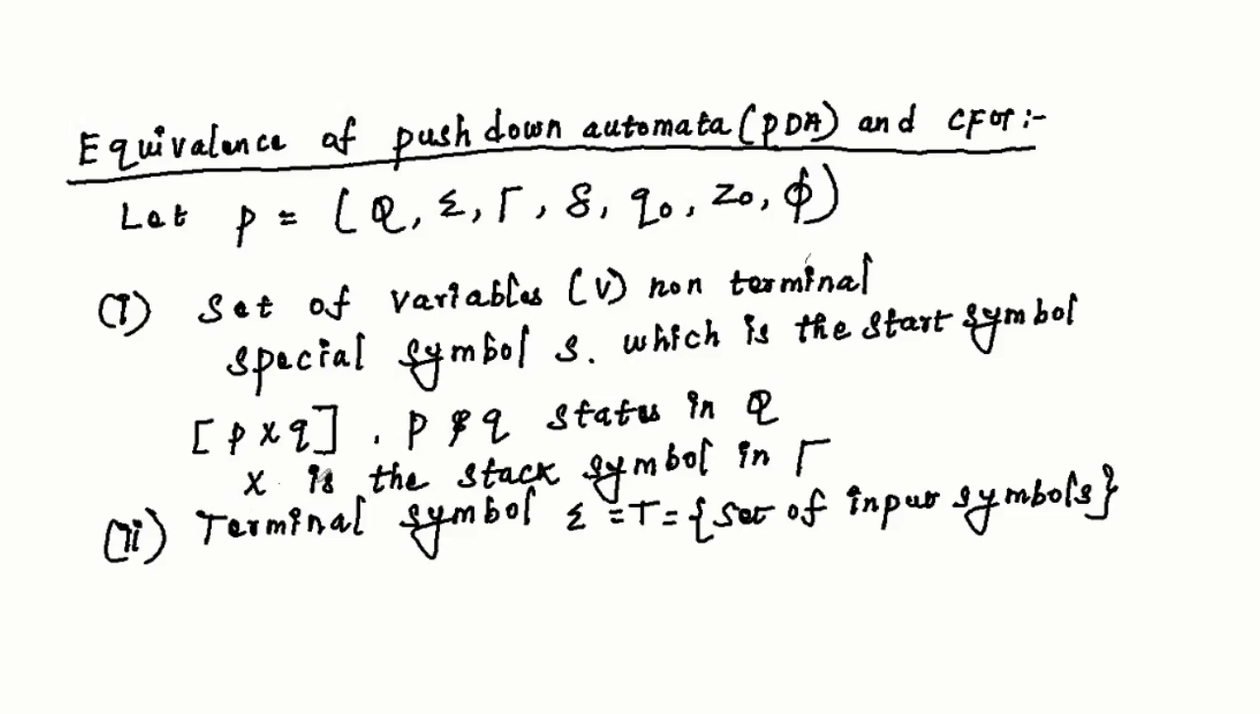Next, the terminal symbols: Sigma equal to T equal to the set of input symbols. This line defines the set of terminal symbols of the grammar. Sigma, which is the same as terminal symbol T, represents the input alphabet, that is the terminal symbols of the context-free grammar. It includes the set of input symbols that the PDA can read, which corresponds directly to the terminal symbols in the context-free grammar.